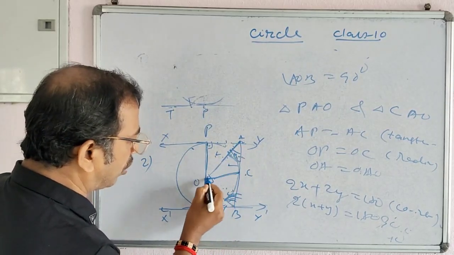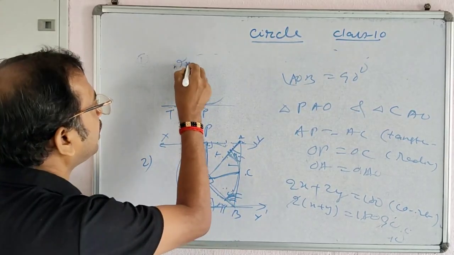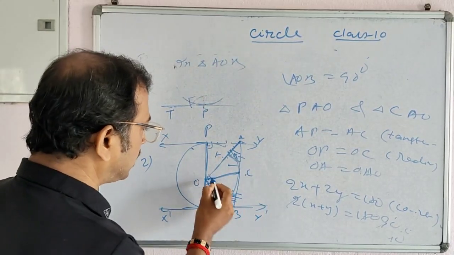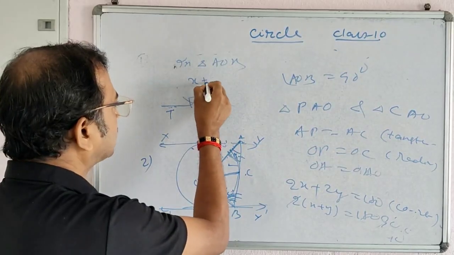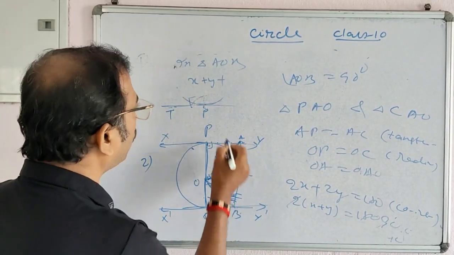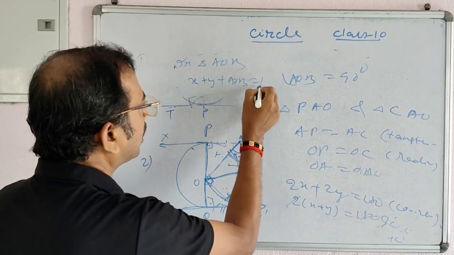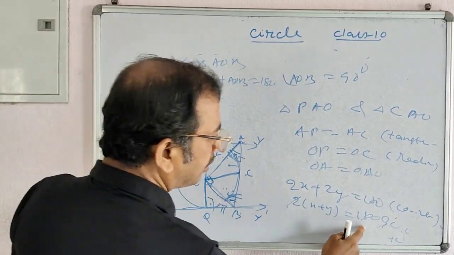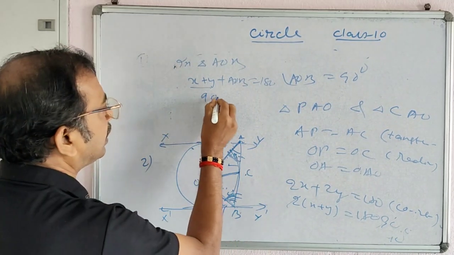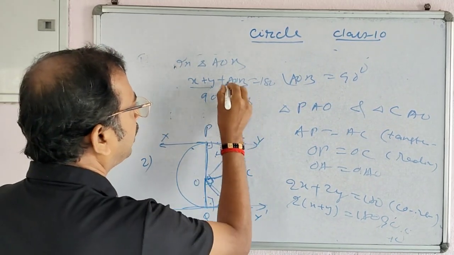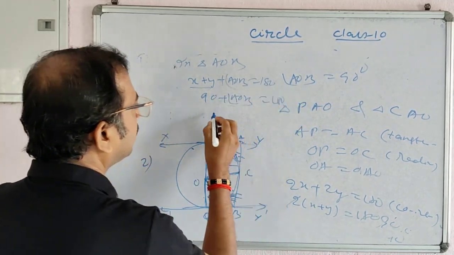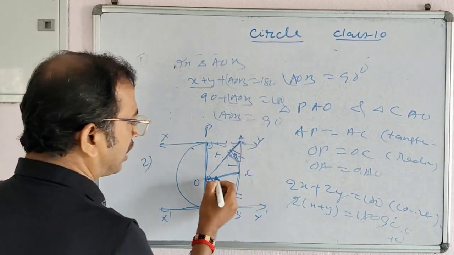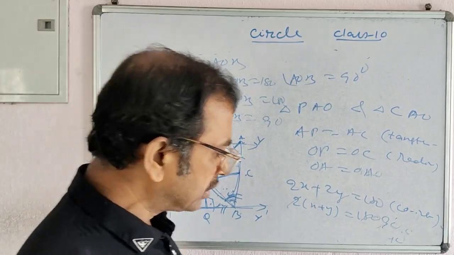According to the triangle law, in triangle AOB, what happens? Now x plus y plus AOB equals 180, angle sum property. So x plus y is given here as 90, so 90 plus angle AOB equals 180. Then your AOB is 180 minus 90, which is 90. Is the proof done? So this is the whole proof.